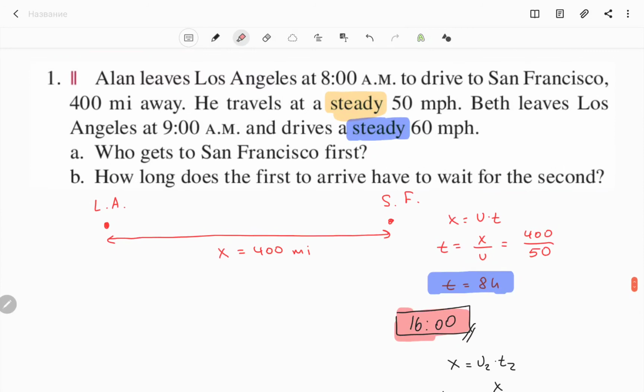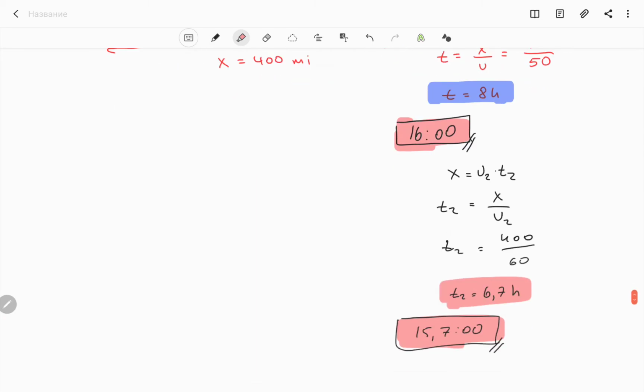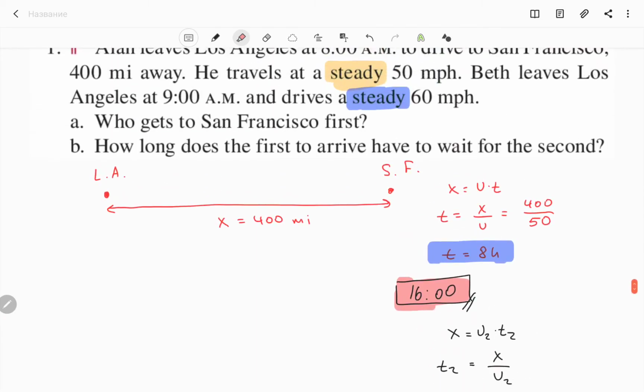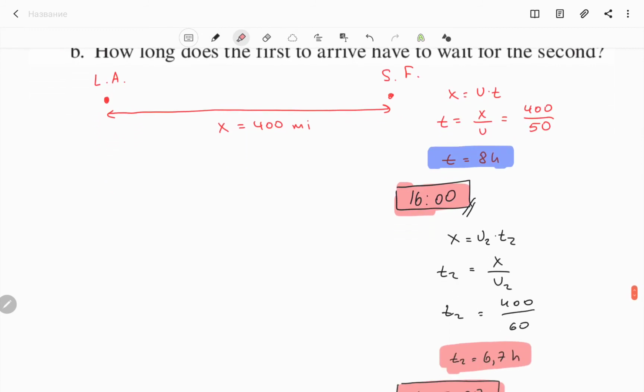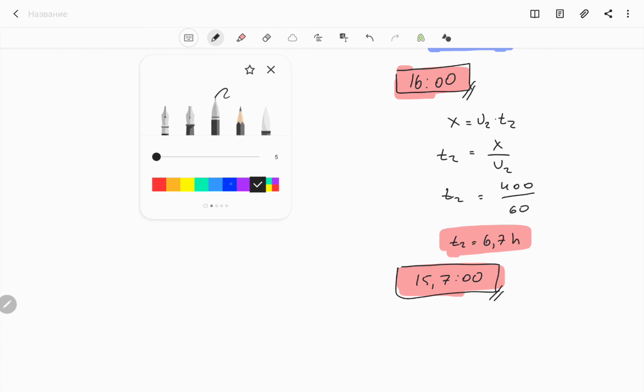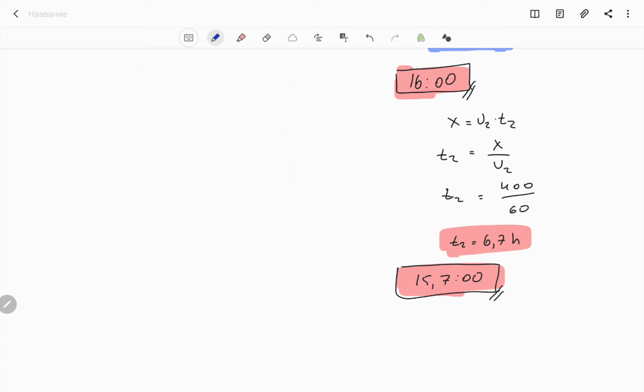Now we have a second question. How long does the first to arrive have to wait for the second? So basically, how many minutes or seconds does the second person need to wait for the first person, because he reached San Francisco before the first one. So let's solve it in terms of minutes. I think in terms of minutes it will be easy.